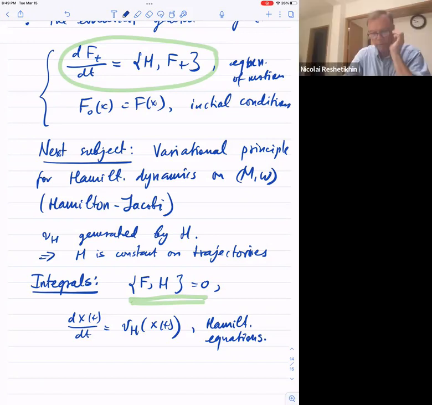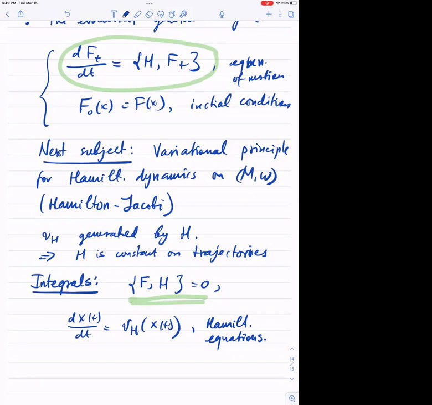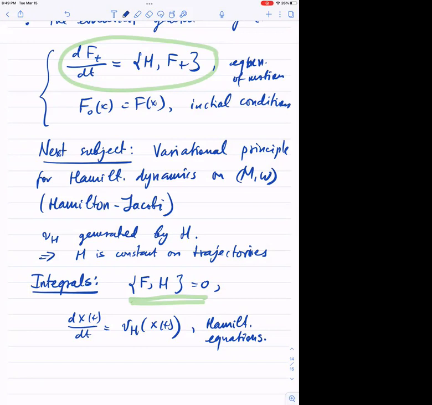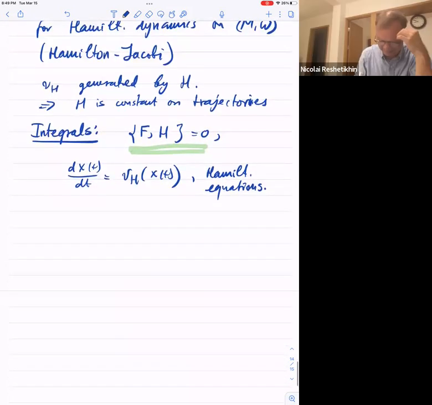Somehow the beauty of Hamiltonian dynamics is that you have a guaranteed integral, H itself. So you're already simplifying the system a little bit. It's one dimension. Okay, so then there is a nice notion, since we discussed it: complete integrability.